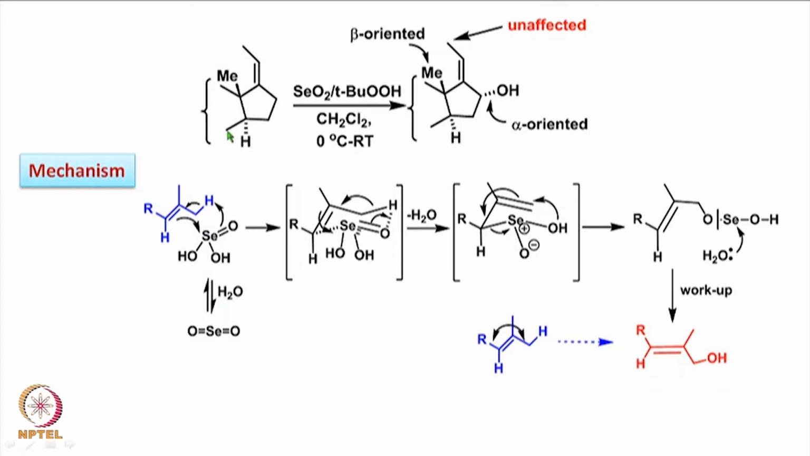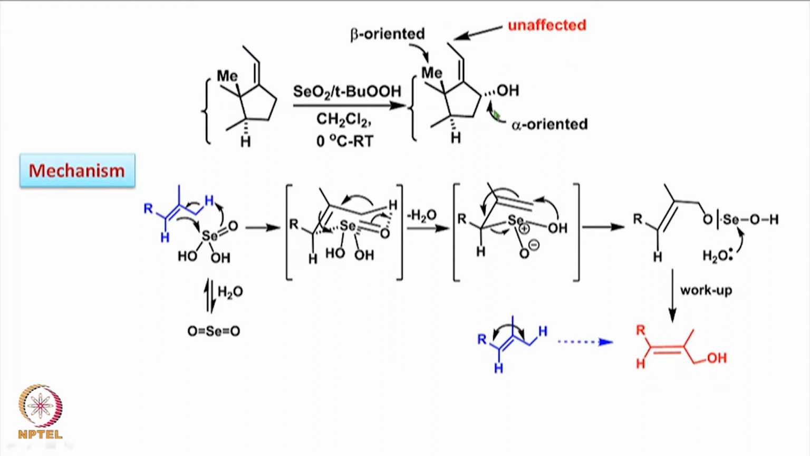For example, if we take a case like this where there is a cyclic substrate having two different types of hydrogens. One is this allylic hydrogen here, which is not a part of the ring. On the other hand, these allylic hydrogens are part of the ring, and as one expects, based on one of the rules, the oxidation occurs in the cycle rather than on the side chain, and therefore the oxidation would occur here with selenium dioxide.